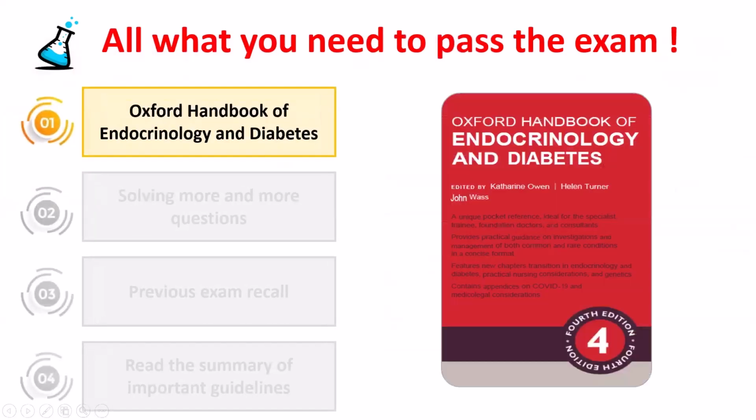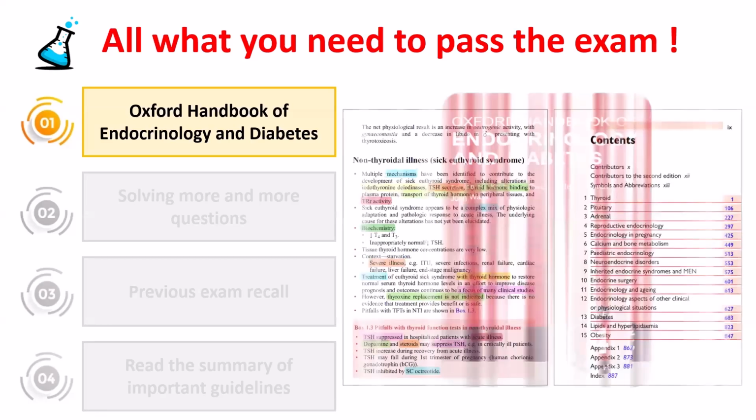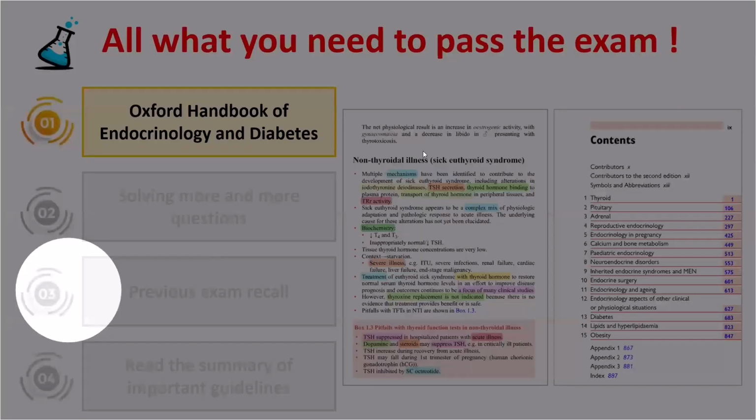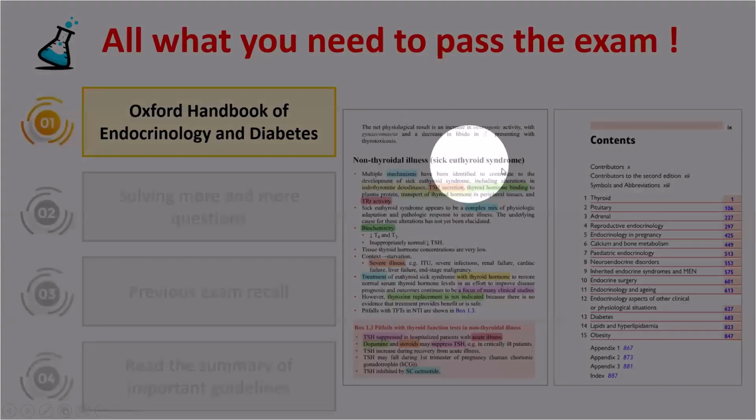Let's go to what you need to pass the exam from the first attempt. As I mentioned, the cornerstone is Oxford Handbook of Endocrinology and Diabetes, the 4th edition. And actually, each point of this book can be a question. For example, if you look for non-thyroidal illness, sick euthyroid syndrome, in the previous exam, they asked a question related to the laboratory diagnosis for non-thyroidal illness.